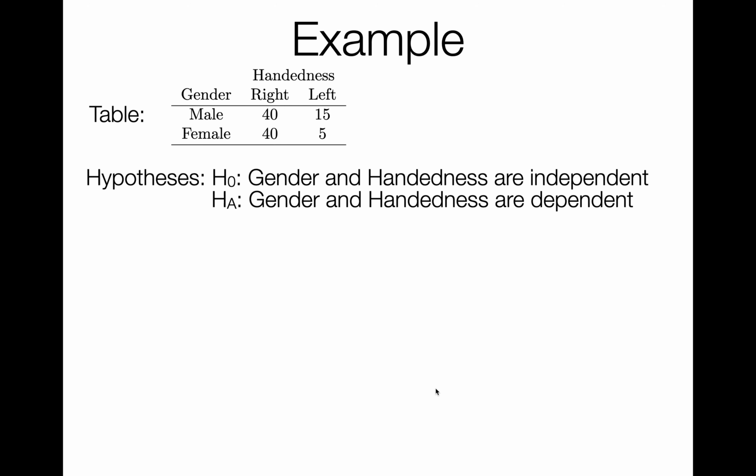So the hypotheses are: null, gender and handedness are independent, and then alternative, they are dependent. Okay, great. That's the hypotheses. We'll say, for our purposes, that we're going to have the significance level be 0.05. It would certainly say somewhere in the description of the table what the significance level is. We'll have alpha equal to 0.05 here.